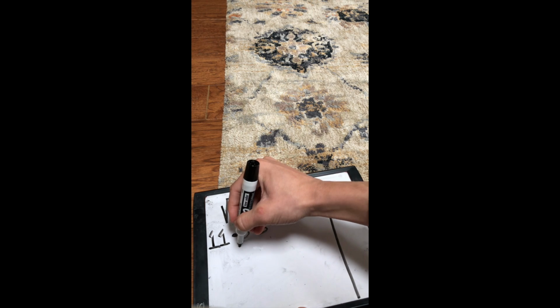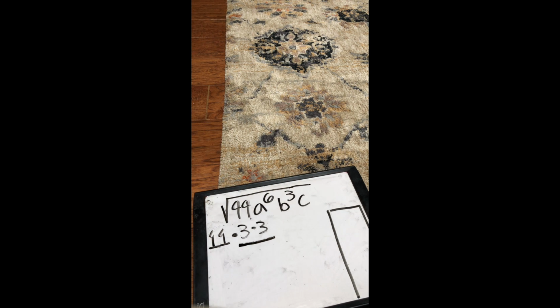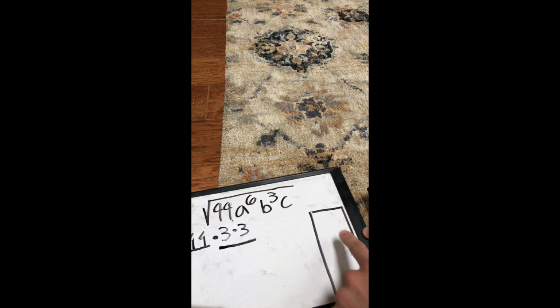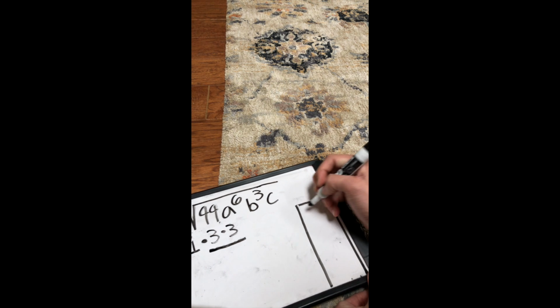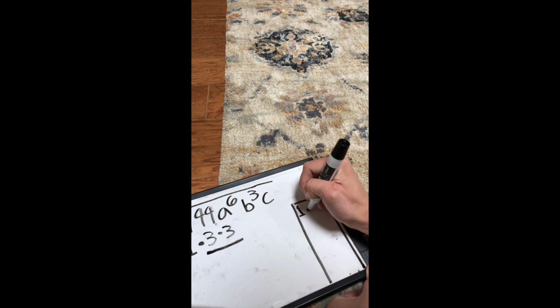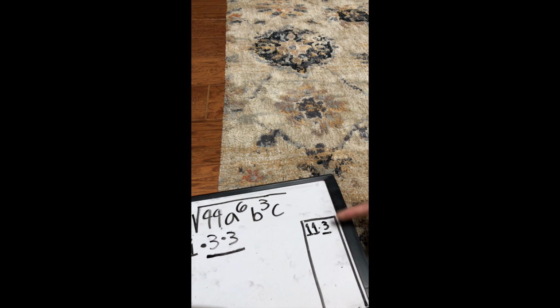However, we're still not done because I'm going to underline this here, because when you're simplifying radicals, these turn into a pair. And because I don't have a whole lot of space, I'm going to write this over here like this. So I'm going to write 11 times 3, and I'm going to underline that 3 so that we know it's a pair and that it goes on the outside of the radical.